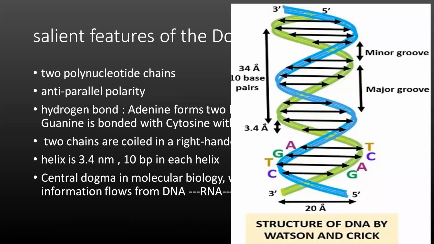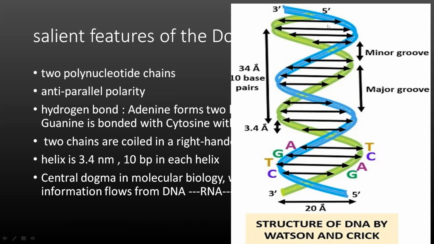So this is the structure. It starts from here and it ends here. This is 34 Angstrom. Angstrom is 10 raised to minus 10, so it will be 3.4 nanometer. For 34 Angstrom, the total number of bases, if you count 1, 2, 3, 4, 5, 6, 7, 8, 9, 10, comes to 10. If you start from here till here, it is 10.